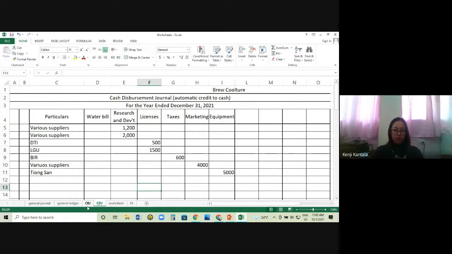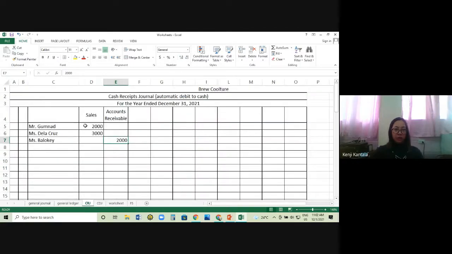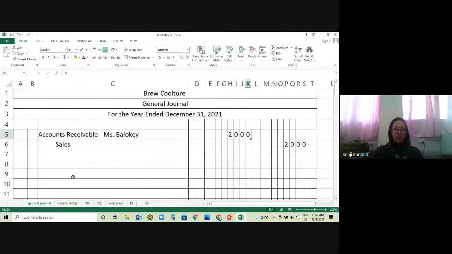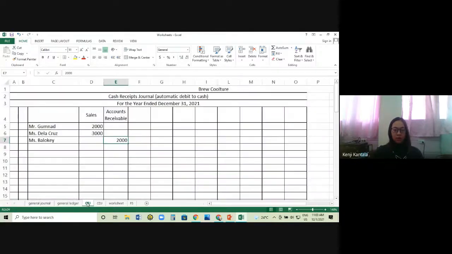Okay, so andyan na. Meron na tayong mga assets, meron na tayong mga expenses, and we are also able to record our sales and some of our accounts receivable. Okay, so we can also encounter having a loan as we go through our business. So pwede din na mag-record tayo ng loan natin. So kapag nag-loan tayo, makakatanggap tayo ng cash. That's why we have here cash.